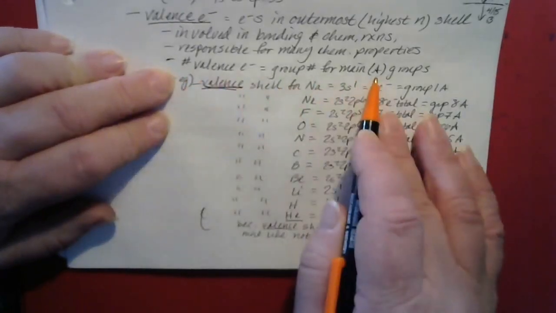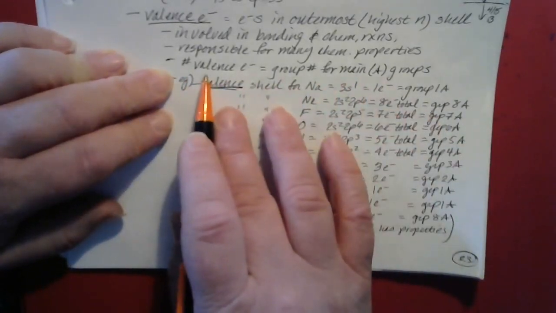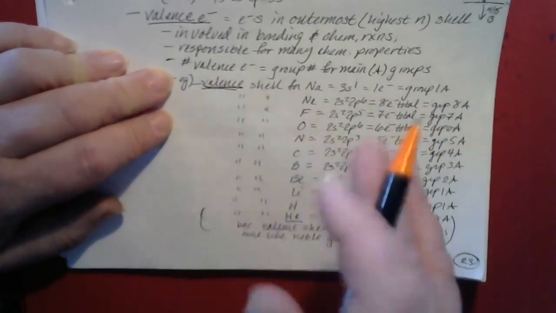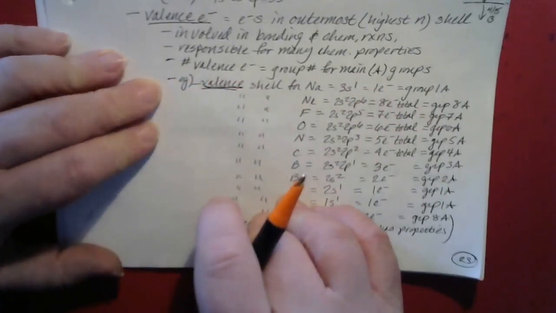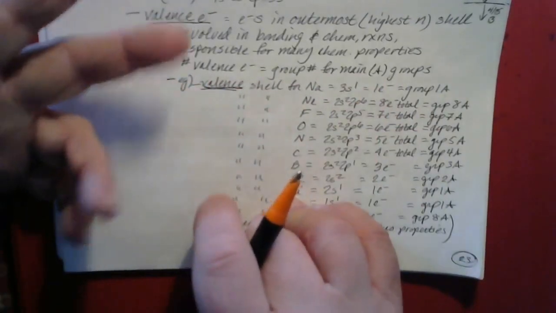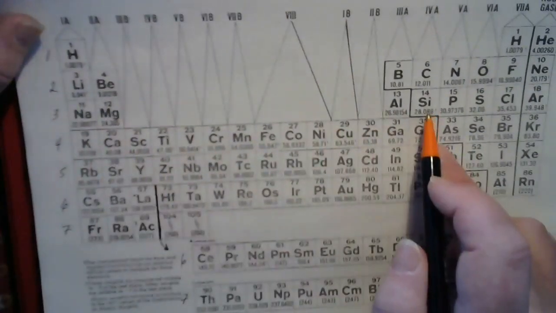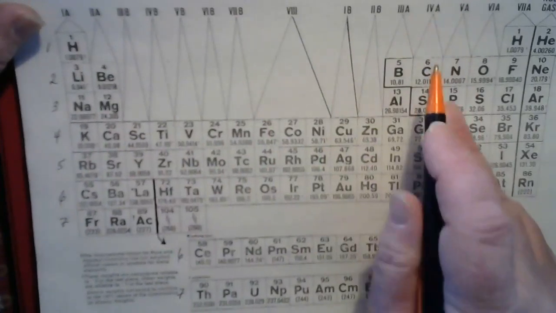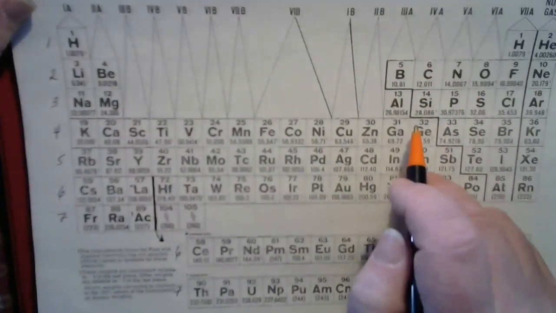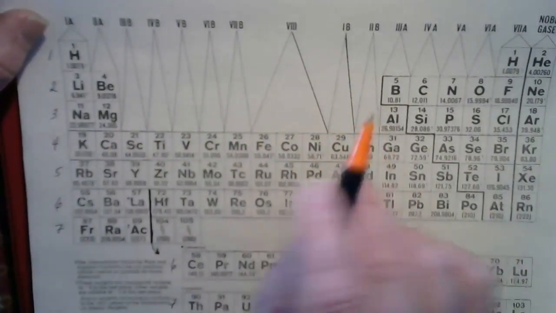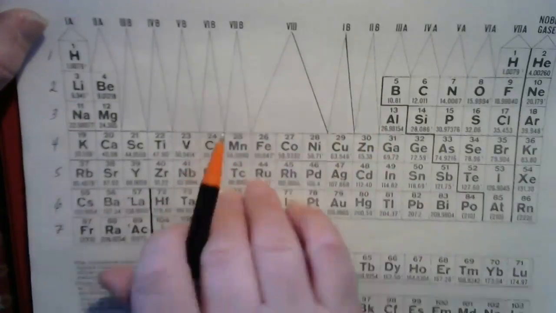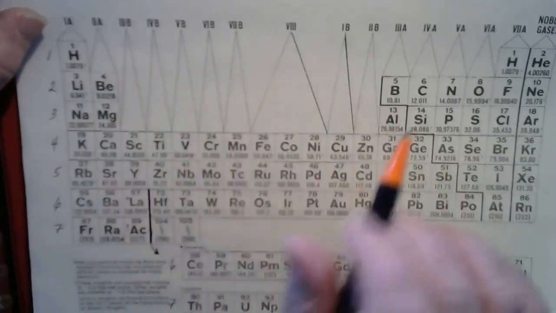For the main group elements, that is the A group elements, the group number, at least according to the AB system of numbering the groups, is the number of valence electrons. So sodium is in group 1A, and sodium has 1 valence electron. Silicon is in group 4A, and so silicon has 4 valence electrons. The B groups are a little harder to predict, and so their number of valence electrons does not correspond to the group number. But for the A groups, they do correspond.